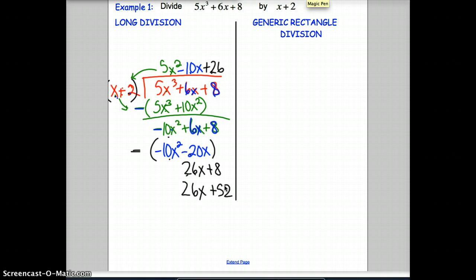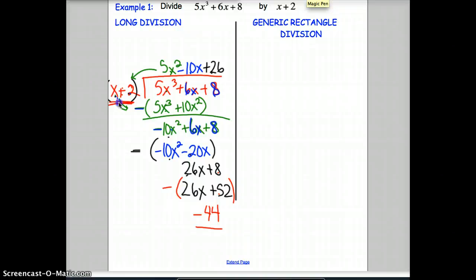But once again, the algorithm states that you actually need to subtract that product that you got when you're working with the long division algorithm. So we're going to subtract it. 26 minus 26, of course, that cancels. That was our goal. 8 minus 52 will give me negative 44. And I asked myself one last time, is there a way to multiply x plus 2 by something to get negative 44? And the answer is no. So negative 44 is my remainder.